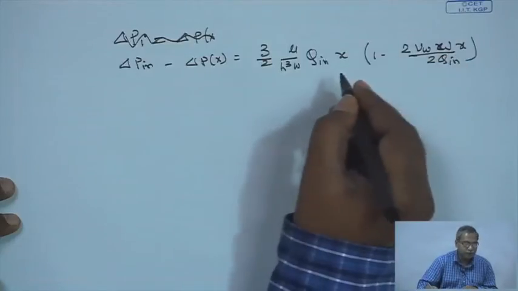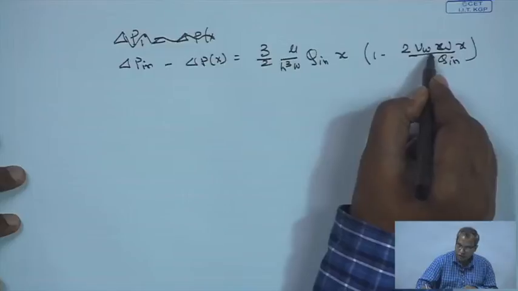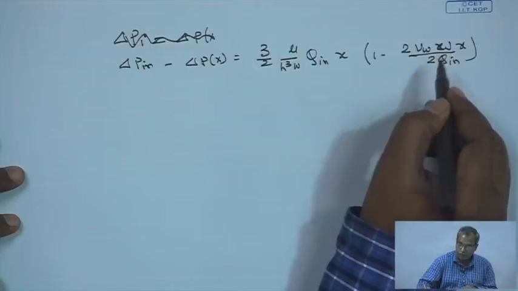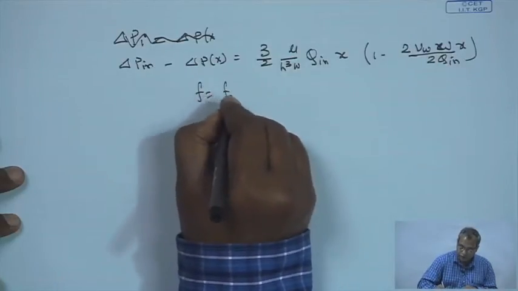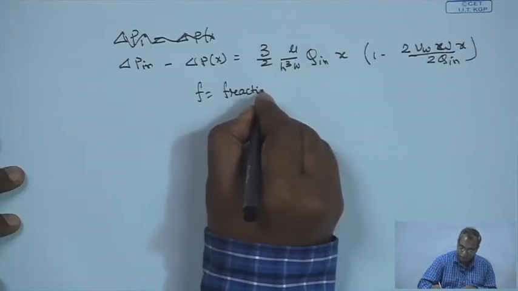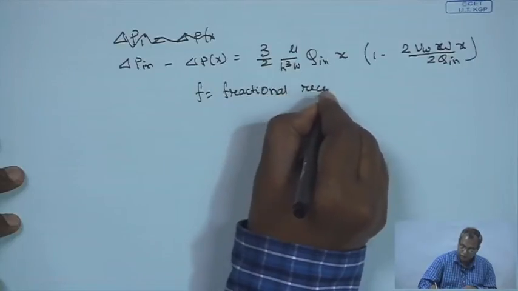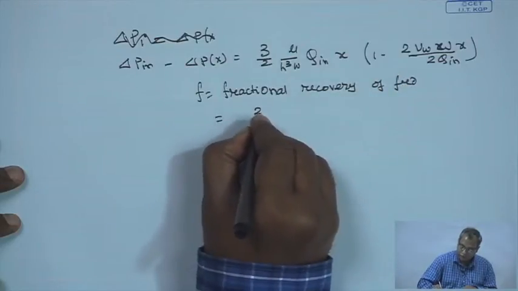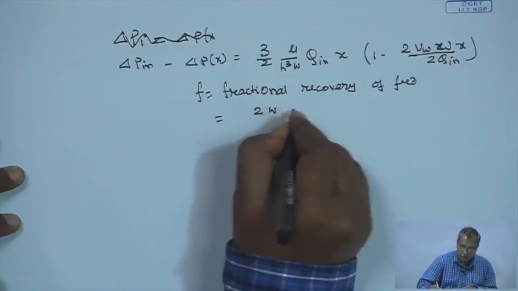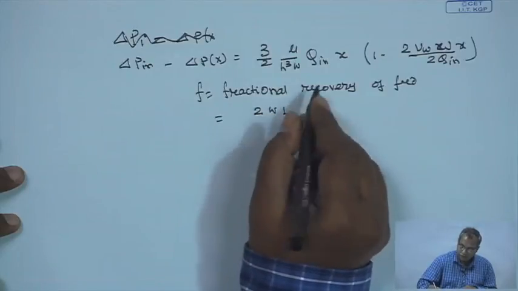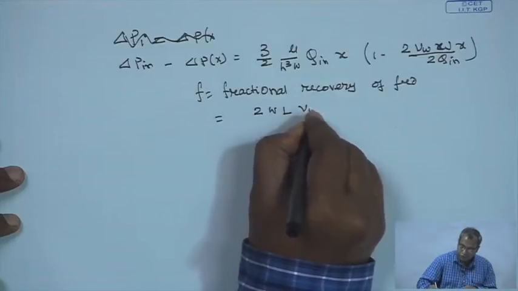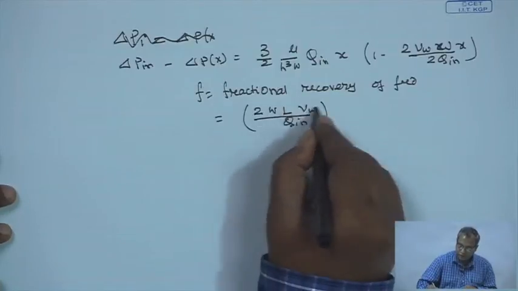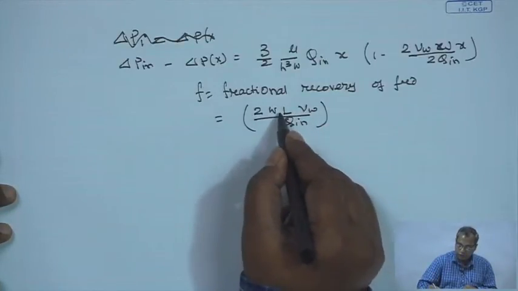So, why have we put it in this form? Because it gives you V_w w x, and 2 V_w w x gives you the total recovery. F is the fractional recovery of the feed in the filtrate or in the permeate. That will be nothing but 2 w at x equal to L times V_w divided by q in, which gives you the total recovery of the feed that is coming into the permeate. So we have to maximize this.